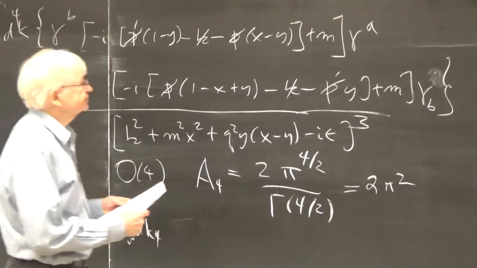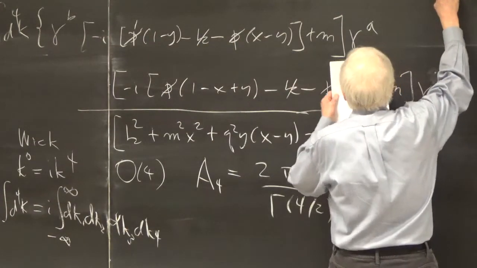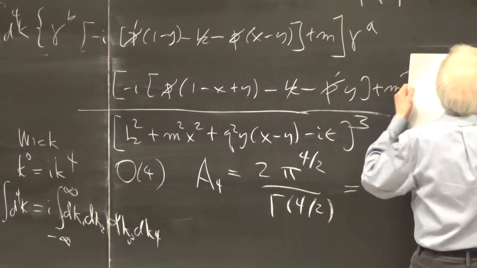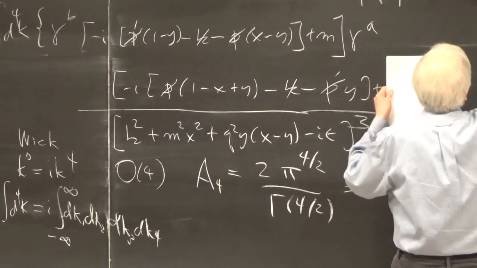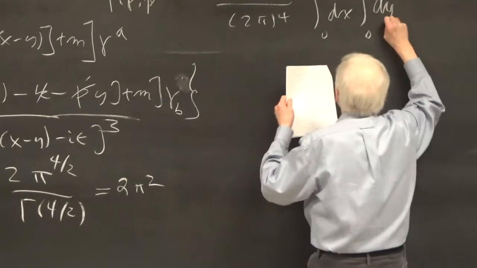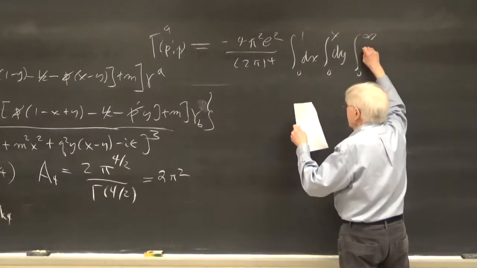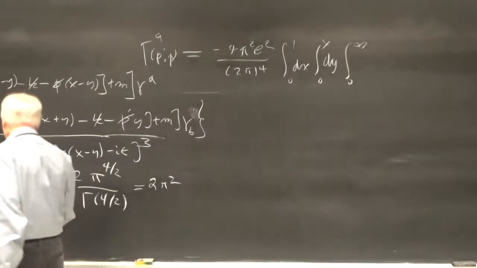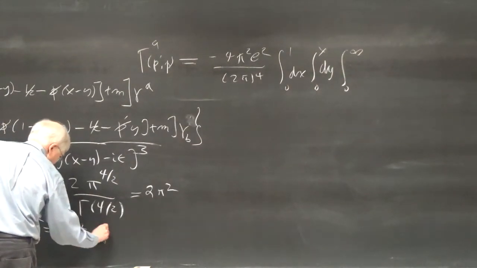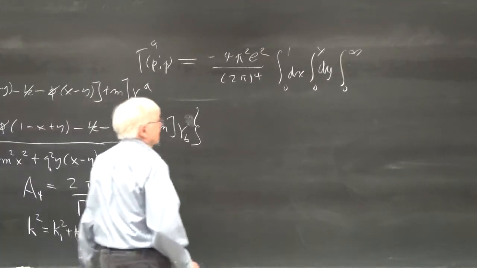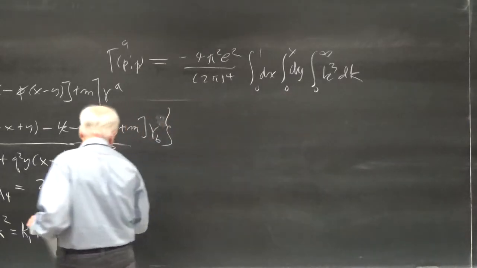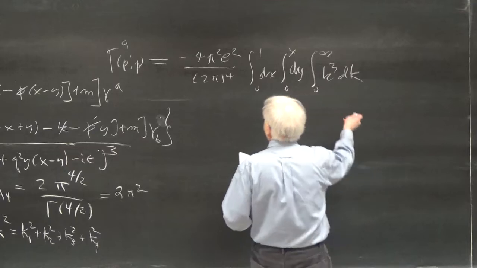So now this integral here is equal to, maybe I should write it again, p is equal to minus 4 pi squared e squared over 2 pi to the fourth, integral 0 to 1 dx, 0 to x dy, and now integral 0 to infinity, and I'm just going to let k be the length. So k squared is just k1 squared plus k2 squared plus k3 squared plus k4 squared. And so here we're going to have k cubed dk, and then we put in the area of the unit sphere, and that has already gone into this factor.